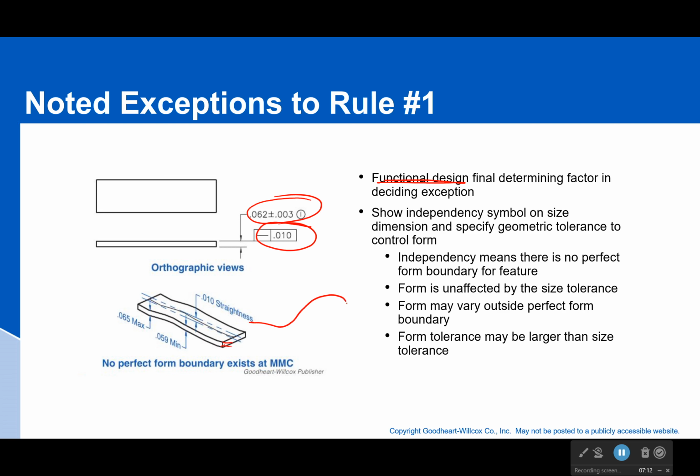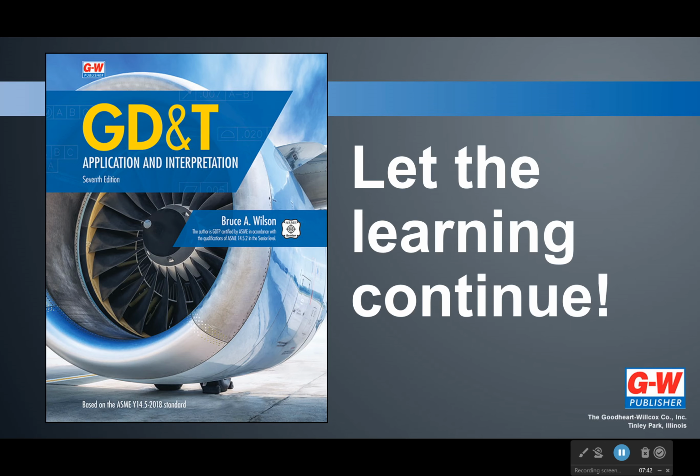It is allowing it to curve, because without that independency symbol, we'd have a perfect form boundary and it would be unable to curve that much. With the independency symbol, it is only constrained from curving by my form tolerance. So a second thing we should get from this is that if you apply the independency symbol, you need to apply a form tolerance as well, because otherwise there's no constraint on how much it could bend or curve or twist. So, I believe that's everything.